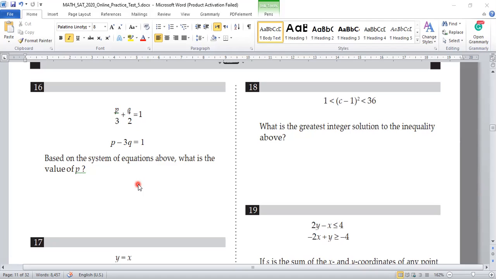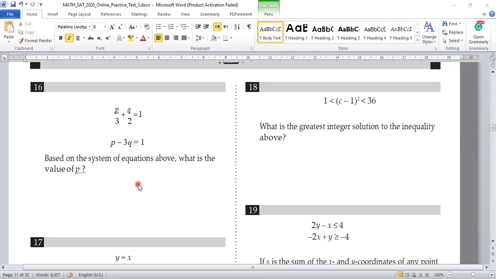So P over 3, minus 2, 3. I'm sure that you are getting the values of P as well as Q, to get the right value of P.